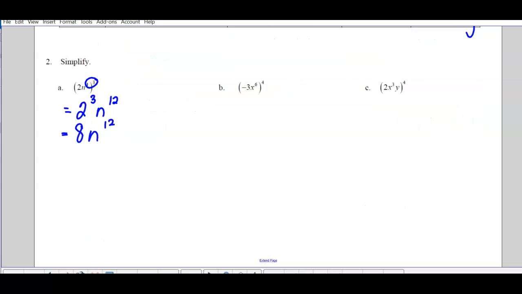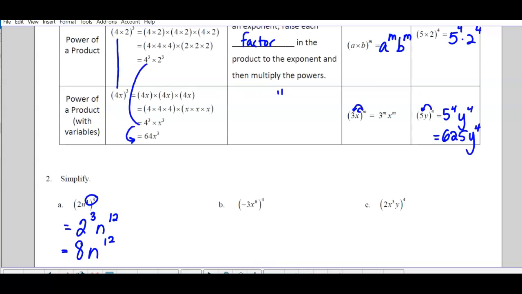If there's a negative, keep it inside brackets. You don't want to mess up the negatives. So negative 3 to the 4th, x to the 24th, right? Because that's like a 1 on that exponent, okay? Then evaluate that. Well, even exponent on a negative, that's going to be positive.